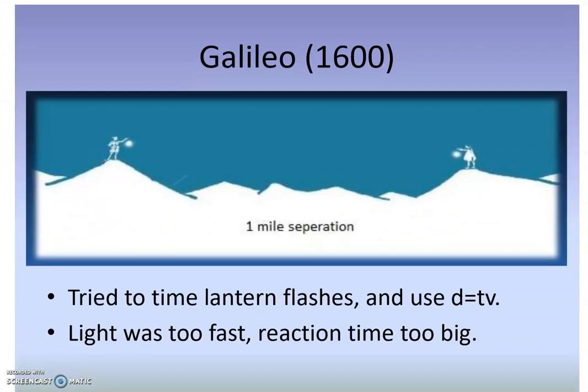One of the first ones we looked at last year was Galileo around 1600. Of course, he tried to time the lantern flashes between two mountains. Reaction time was horrible. It just didn't work. It didn't really prove much of anything, except that if it did have a speed, it was unbelievably fast. Okay, so hopefully you remember that from last year.